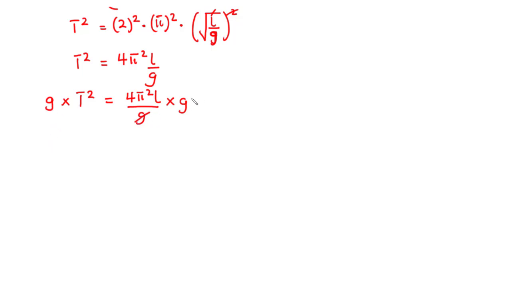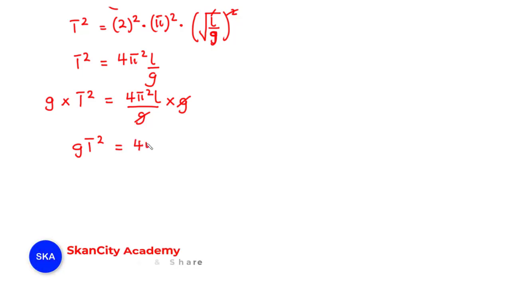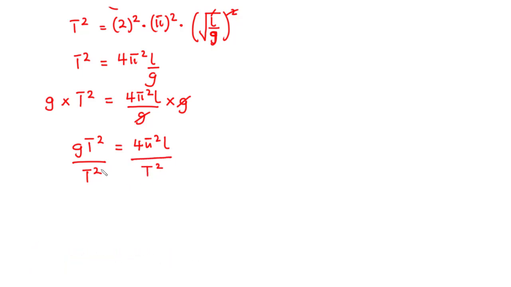So J cancels out J, and on the left hand side we have J t square, that is equal to 4 pi square L. To make J the subject, we divide through by t square. T square cancels out t square. We are left with J equals 4 pi square L all over t square.